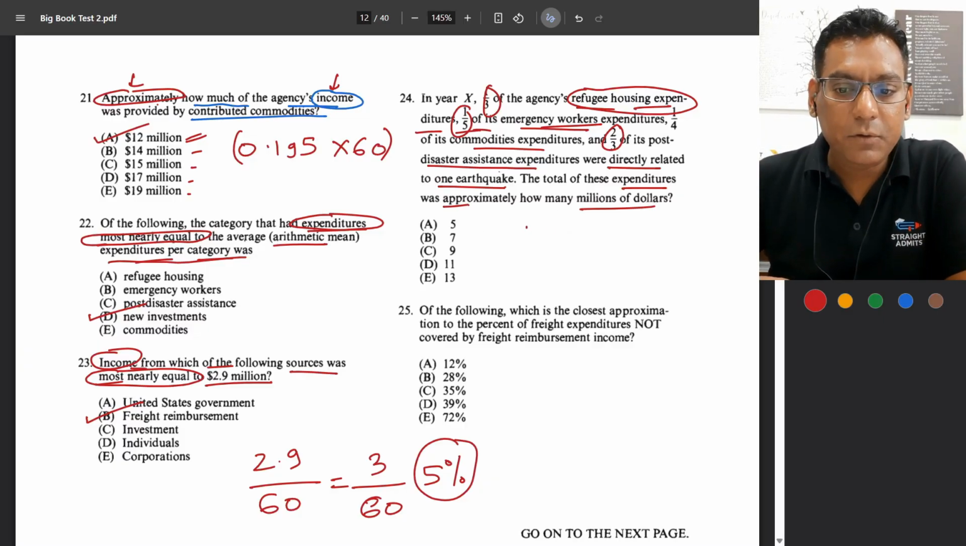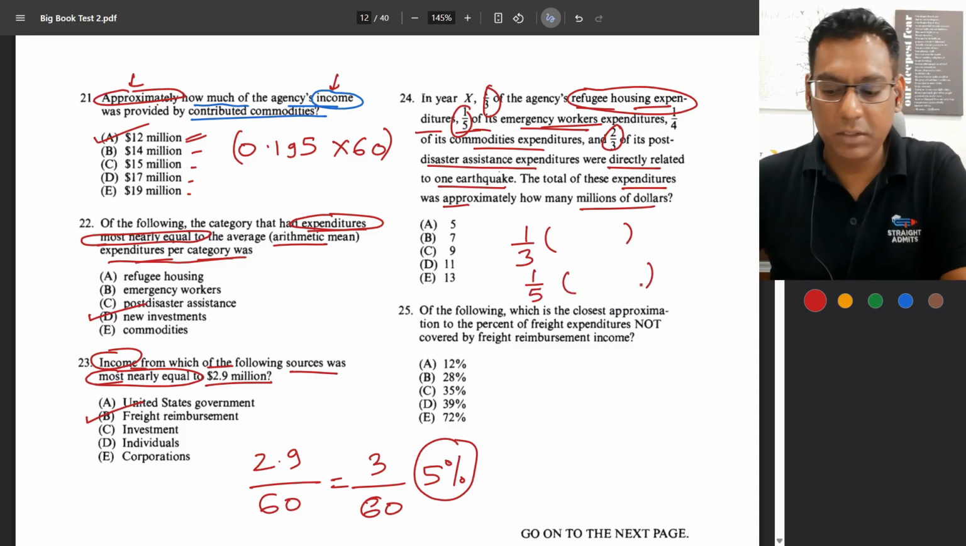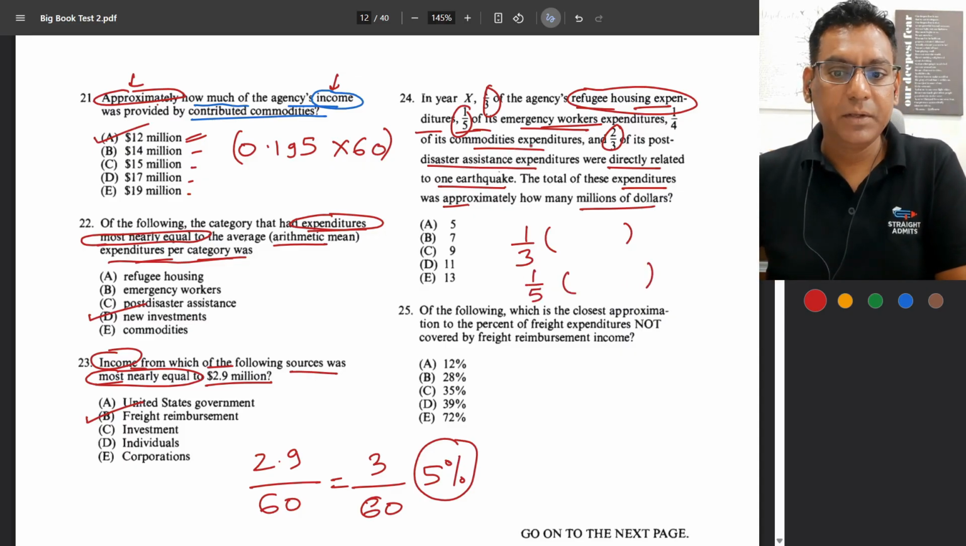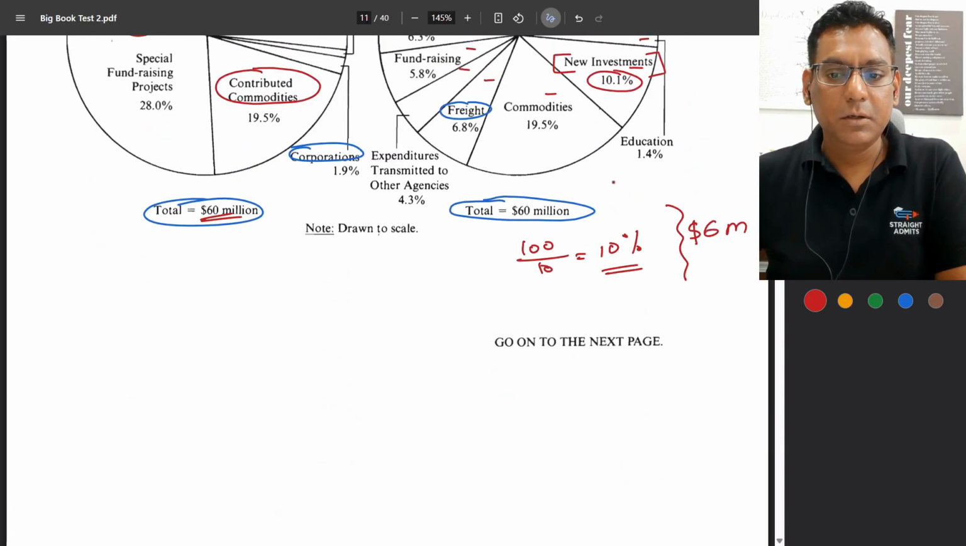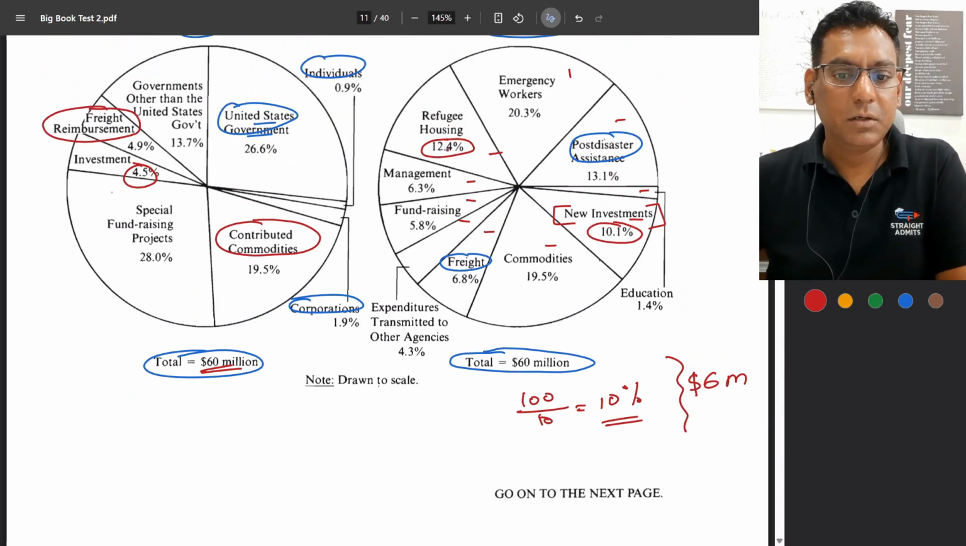So let's be careful. One third of something, let me pick that number later, refugee housing, plus one fifth of emergency worker. Okay, let me just do that. Refugee housing and emergency workers. What is refugee housing? 12.4.